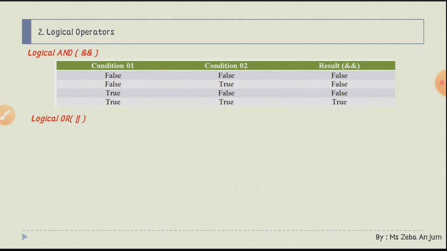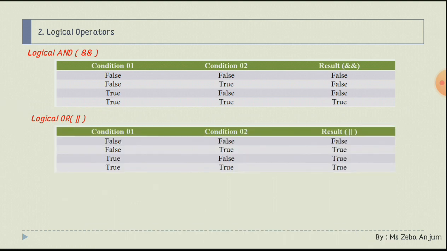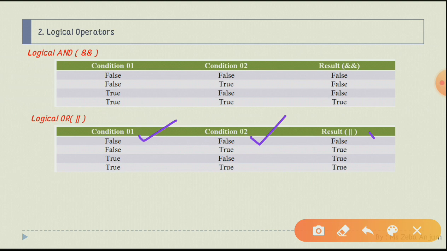Now coming towards the second category, that is the logical OR operator. In logical OR operator, any of the conditions needs to be true. It is not necessary that both conditions should be true, but any one can be true. If any one is true, then your result will be true. Now see the truth table for the logical OR operator. It is here. You can see in the first row both the conditions are false, so your result is false.